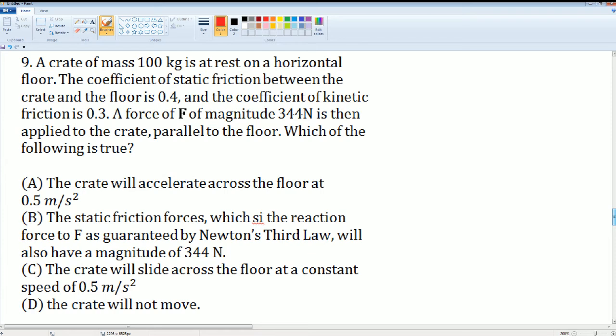6. A crate of 100 kilograms is at rest on a floor. The coefficient of static friction between the crate and the floor is 0.4. The coefficient of kinetic friction is blah, blah, blah. Which of the following is true?